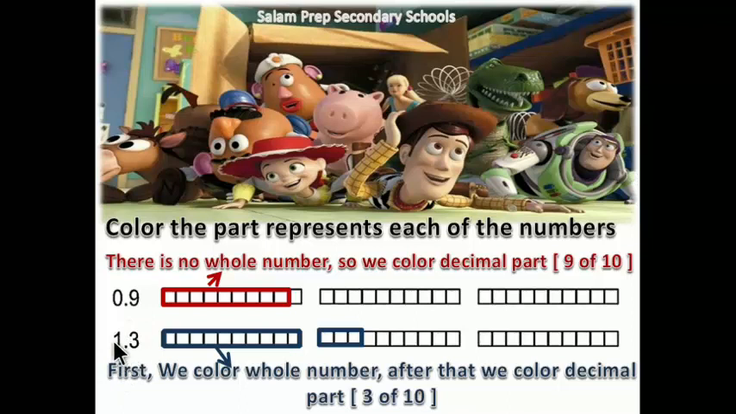The second one, 1.3. 1 is the whole number, 3 is the decimal part, 3 tenths. First, we color the whole number. The whole number is 1, so we will color the first line, all squares, okay? After that, we color the decimal part. In the second line, we will color 3 squares from 10. Okay?